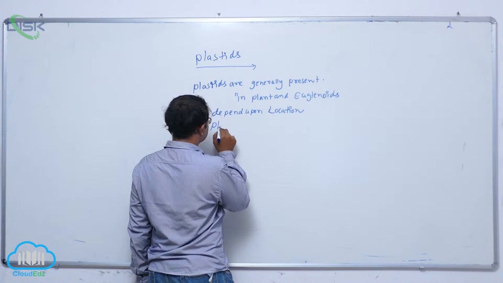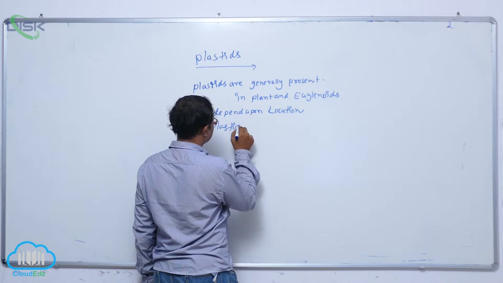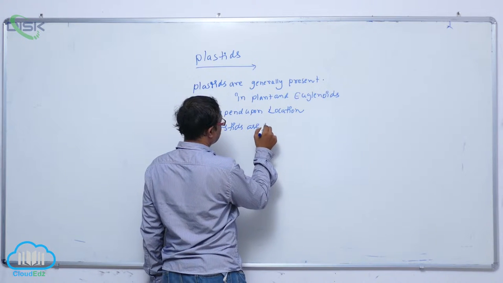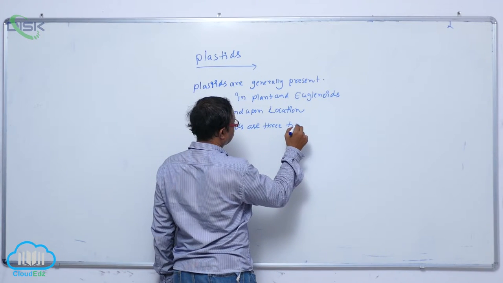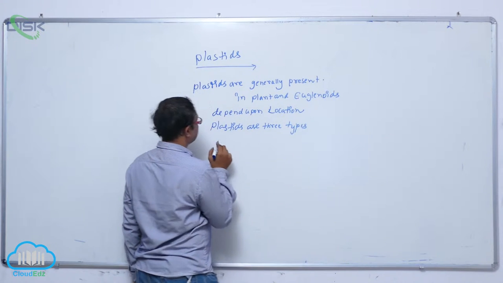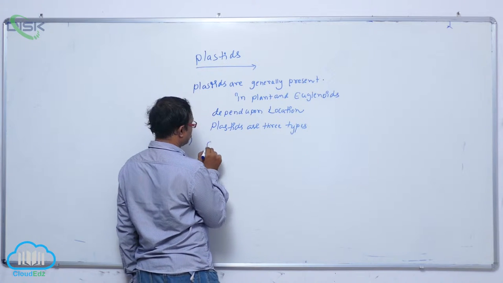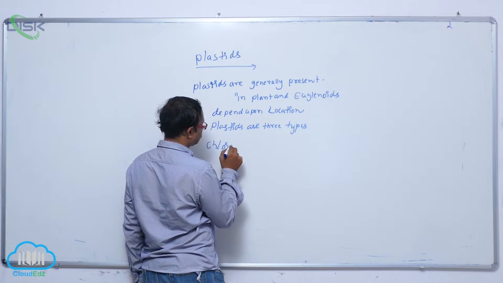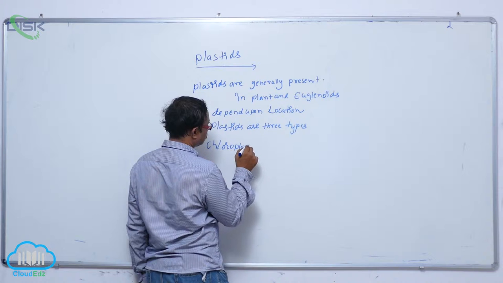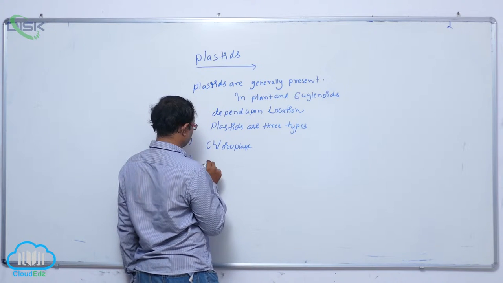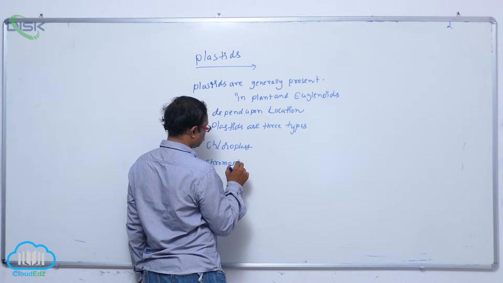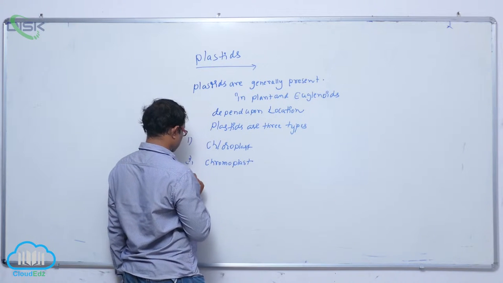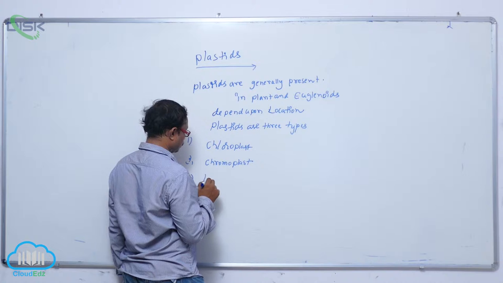Plastids are of three types. First one is the chloroplast. Second one is the chromoplast. Third one is the leucoplast.